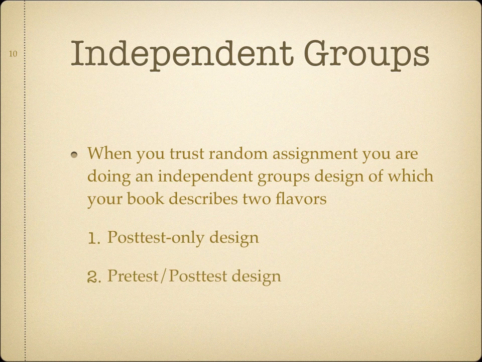It leads us to thinking in terms of independent groups. When you trust random assignment, you're doing an independent groups design. And this comes in two flavors based upon your book's description. And I have to say, this is a little bit of an unusual treatment that your book takes on this, but I don't think it's an incorrect treatment. I think it's just a little unusual, especially in a book that's targeted at the undergraduate level. The book describes the two flavors as a post-test only design and a pre-test post-test design.